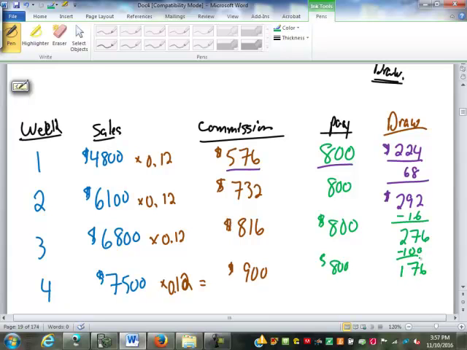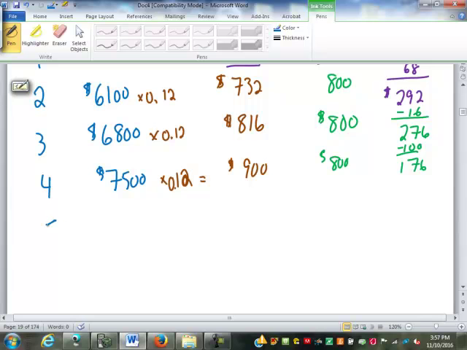Once you've got a zero balance on your draw, then you'll get more than $800 if your commissions are more than $800. So you'd have to have a big week. I'll show you here. So let's say you get a $10,000 week.